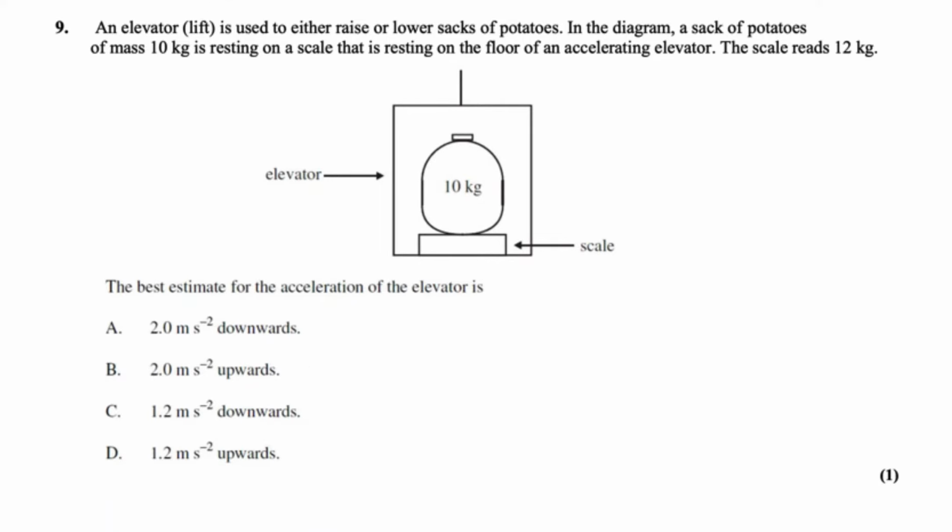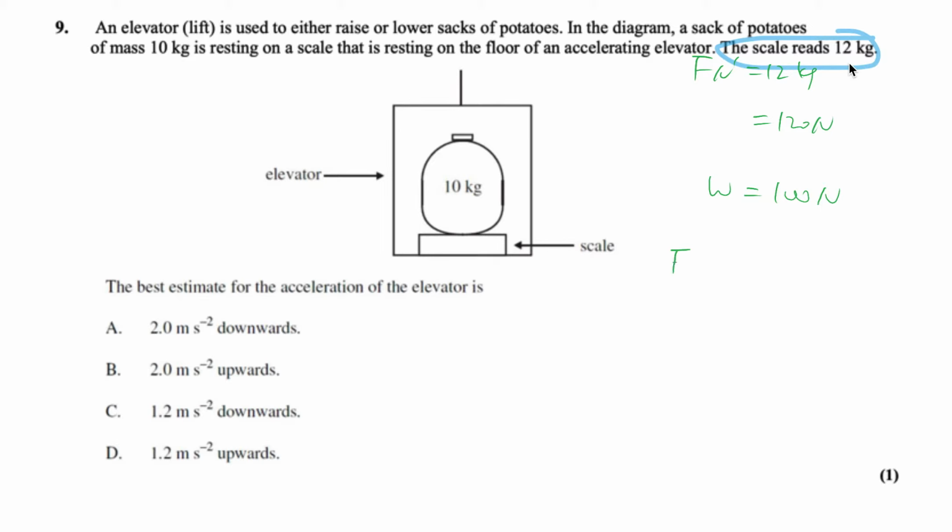They said the scale weighs 12 kilograms. This just means your Fn dash equals 12 kilograms, which is 120 newton. And then they told you the weight is 10 kilograms, so the weight is 100 newton. So the scale weighs more than what you have, right?